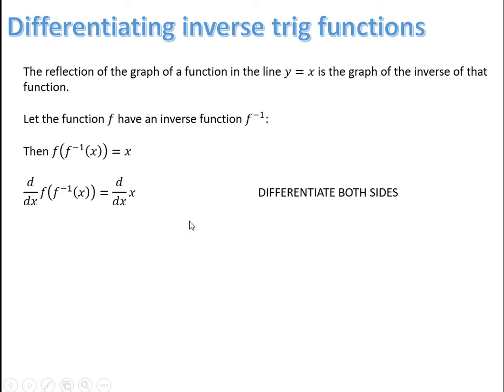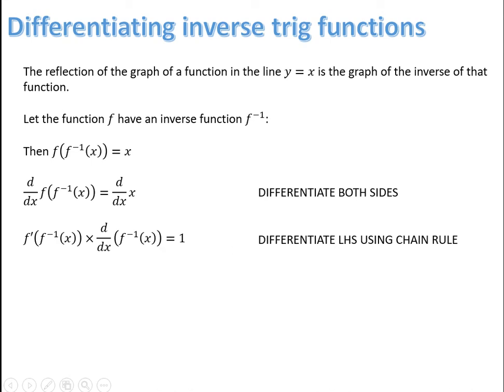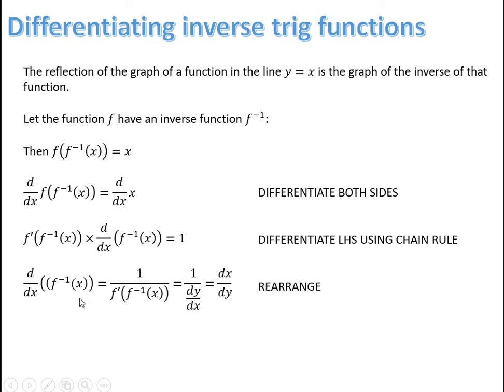Right, we're going to differentiate both sides because we're interested in the derivative of these. This is just the chain rule on the left-hand side. We're differentiating outside the brackets, so it's f dash of the function in the brackets times the derivative of the function in the brackets. Notice this is what we're trying to find, so we're going to rearrange this. The derivative of x is just 1. I'm going to rearrange this so that this becomes the subject and it equals 1 divided by that.